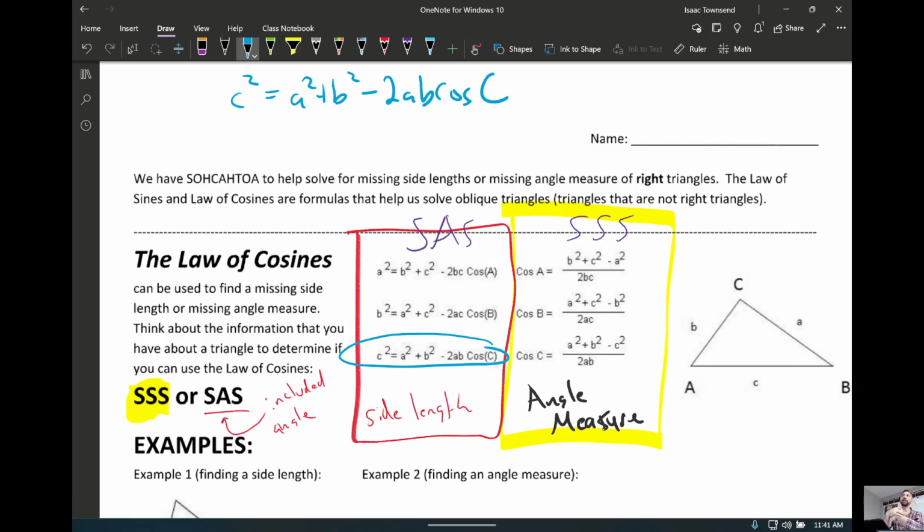So, of course, I have no input in what gets taught in geometry, but I always wondered why they didn't make you do this instead of Pythagorean theorem, because this always works and Pythagorean theorem only sometimes works.